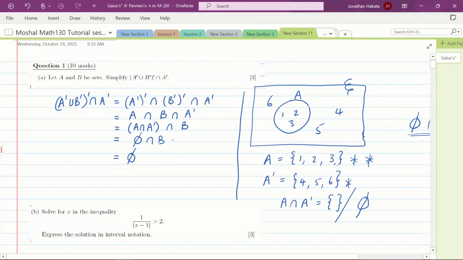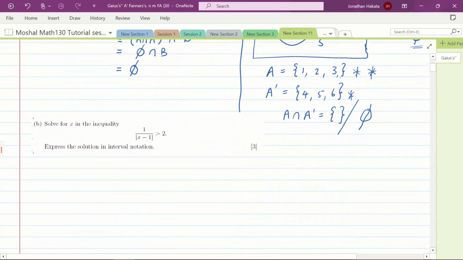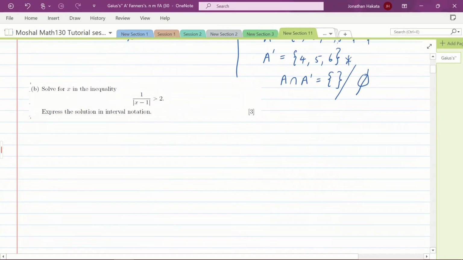Remember when we were doing some revision before, we once said that intersection can be viewed as a multiplication operator, and the empty set can be viewed as a zero. So 0 times anything is a 0. Do you see that? Yeah. Okay, perfect. All right, so let's move. If you have any questions regarding any of these problems, please let me know.